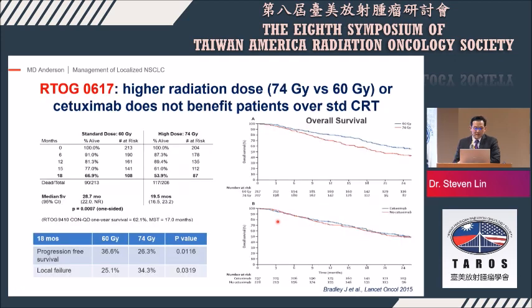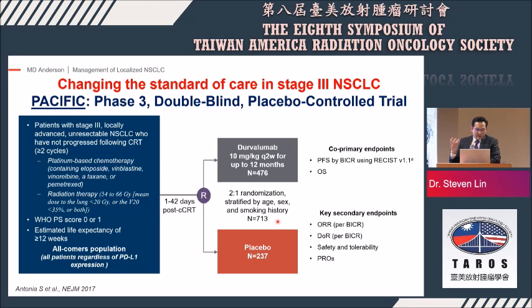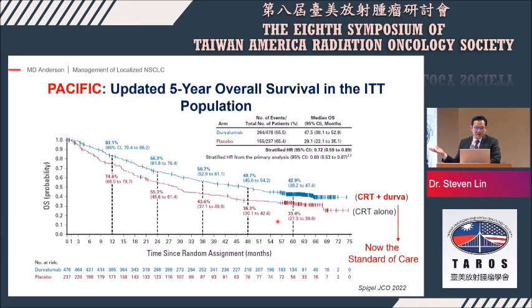And of course, RTOG 0617: 74 gray is not beneficial compared to 60 gray. If you look at the curves, the lower curve is actually 74 gray, suggesting that it's a detriment to use the higher dose. So 60 gray is really the standard arm. And therefore, PACIFIC is probably the most important advance that we made in unresectable stage 3 non-small cell lung cancer. Of course, this is a 2-to-1 randomization between durvalumab and placebo, and this is a 5-year update of overall survival in the intent-to-treat population. There's about a 12 to 13% improvement in overall survival with the use of durvalumab, and it is durable even after 5 years. And it's currently the standard of care.